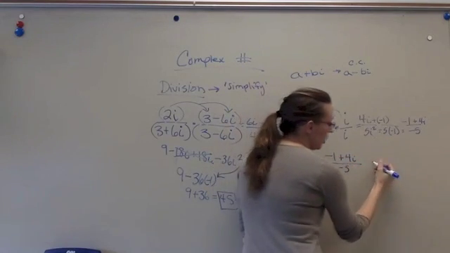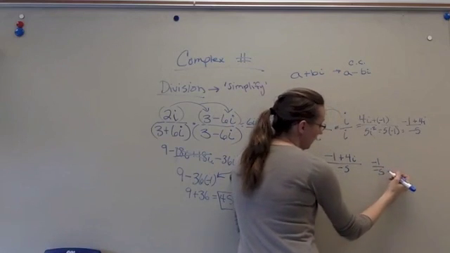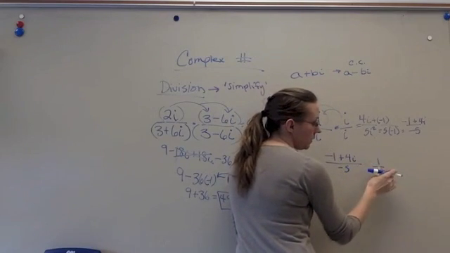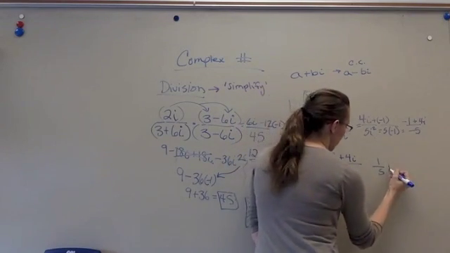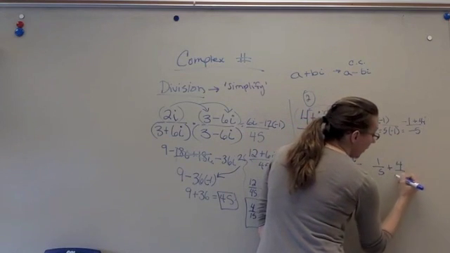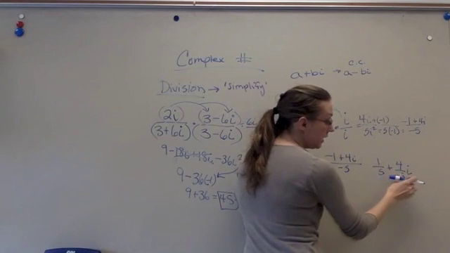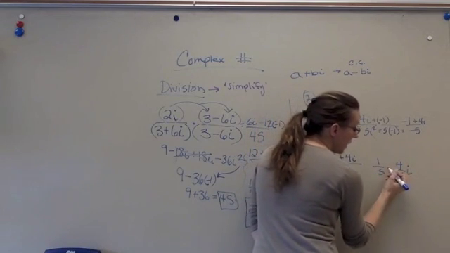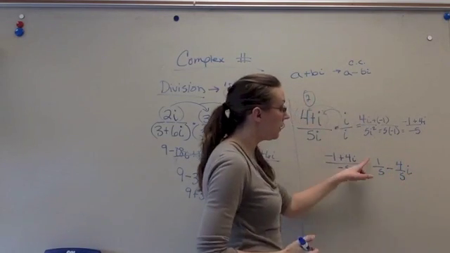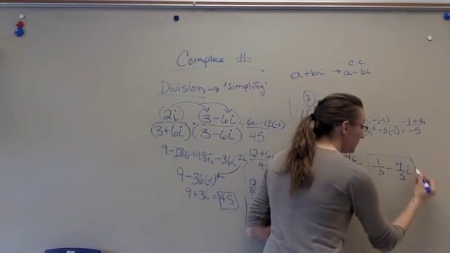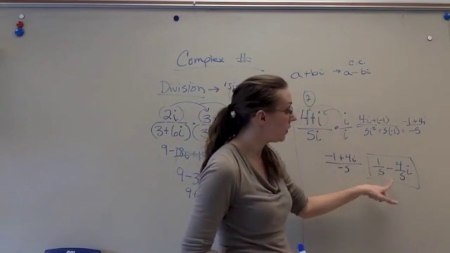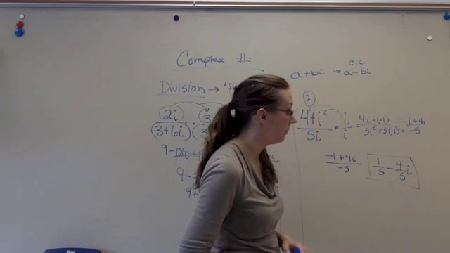This becomes the first chunk, -1 over -5. Well, that's just 1 over 5, right? The negatives cancel out. Plus 4 over -5I. Plus a minus becomes a minus sign here, okay? So my answer is going to be 1/5 minus 4/5 I.